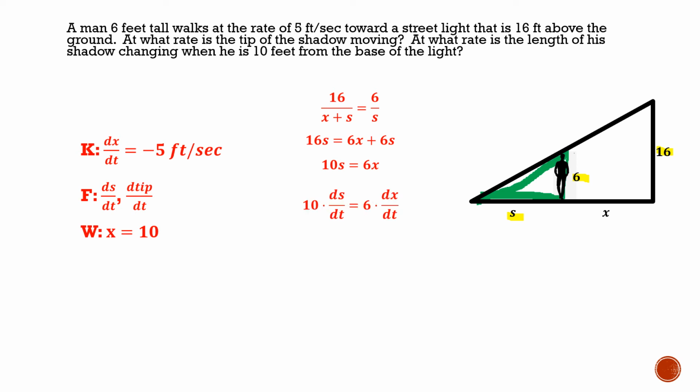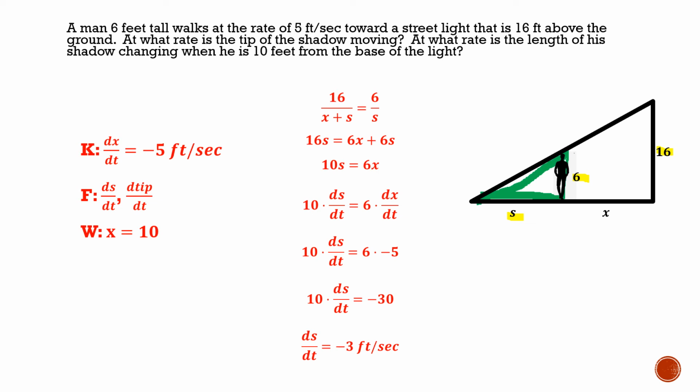And taking my derivative, I get 10 ds/dt equals 6 dx/dt. Now plugging in what I know, I get 10 ds/dt equals 6 times -5, or 10 ds/dt equals -30. Dividing by -10, I get ds/dt equals -3 feet per second.